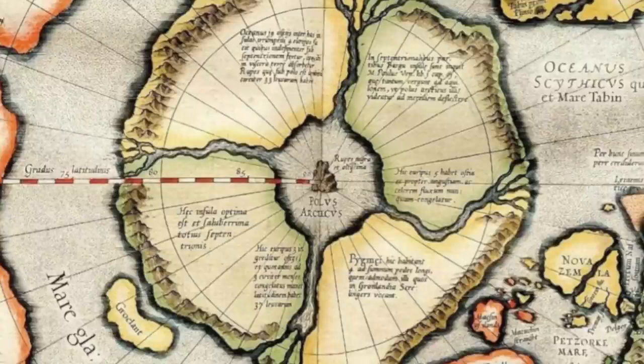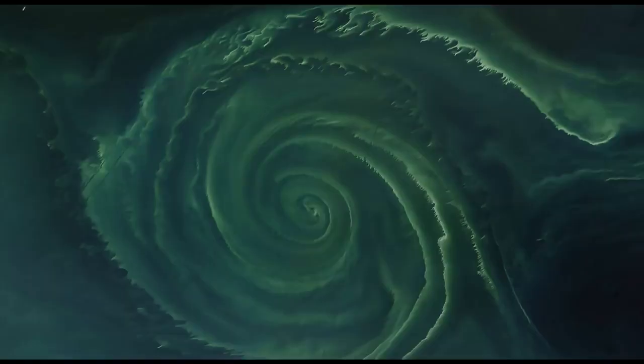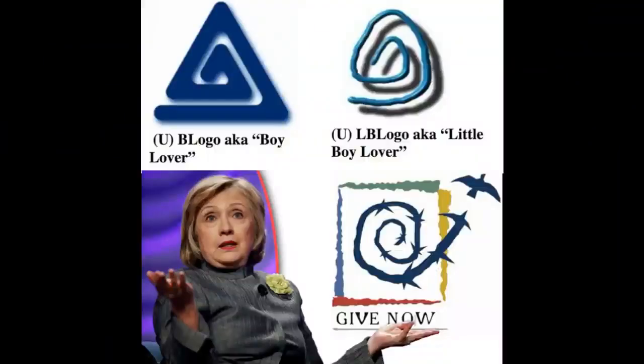Do you see how they have taken the fingerprint of God, the spiral, and corrupted it through the most evil act that can be committed? The rape, torture, and murder of a child and drinking its blood.